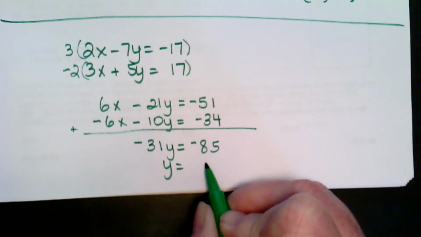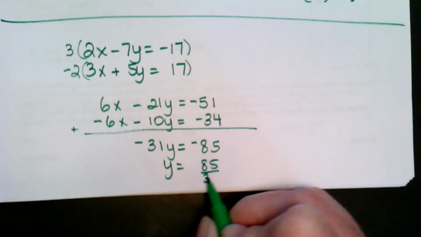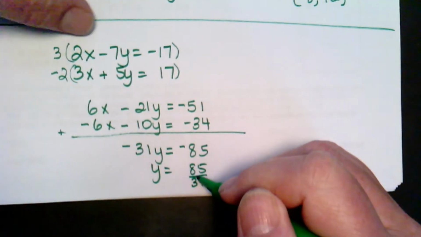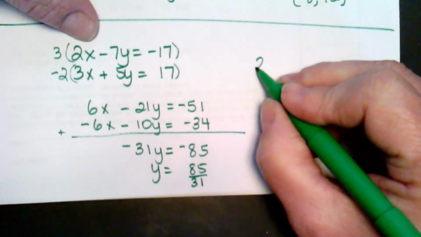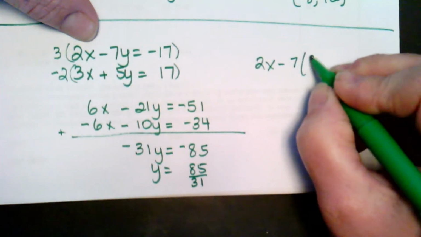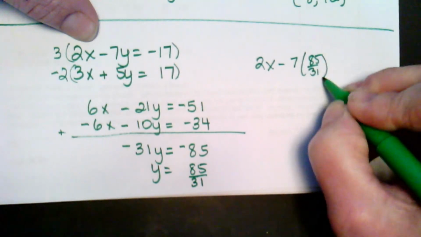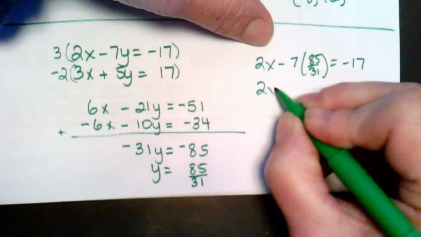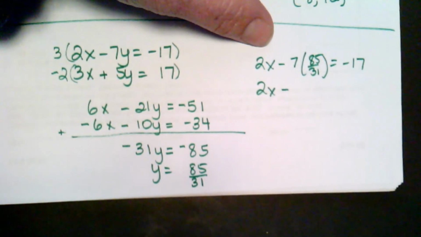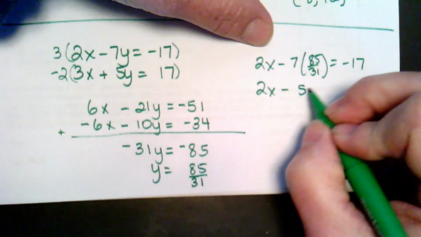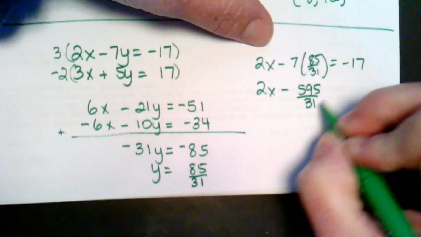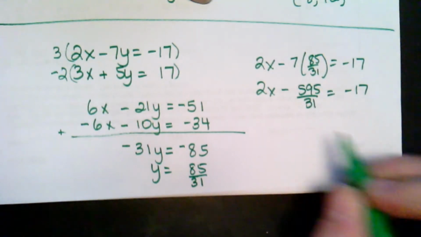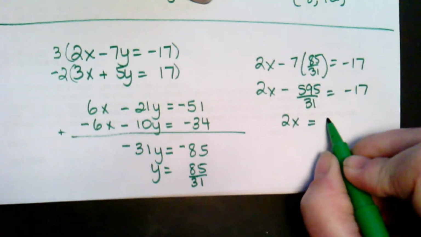And this one is 85/31s, so they don't always come out pretty. And then I'm going to plug this back into one of the equations to get my y. So this one's not pretty at all. I multiplied the numerators, kept my denominators. I'm going to move this over.